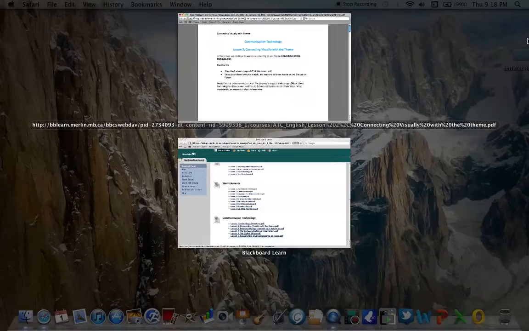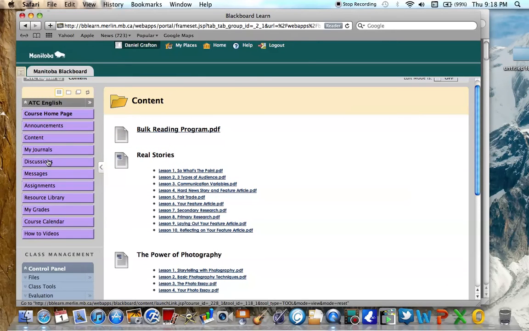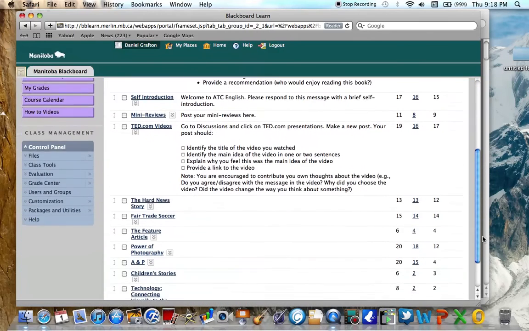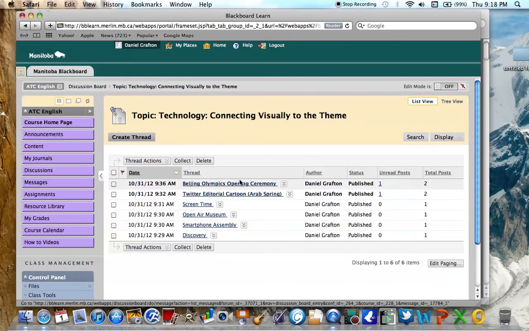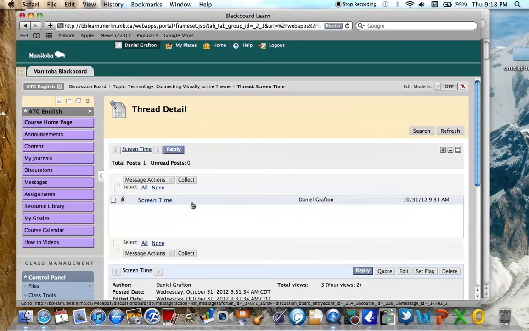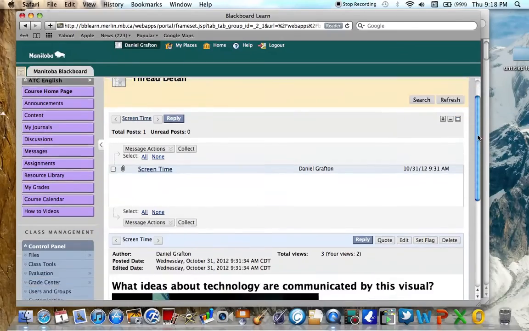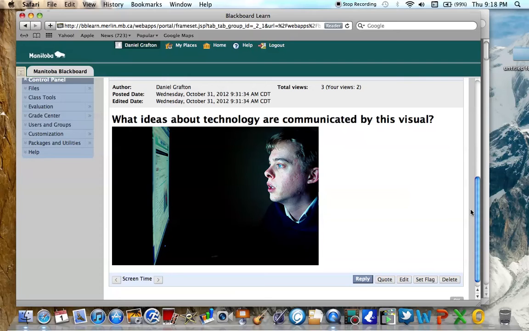So the first part is we're going to be working on the discussion board. So we'll go up to the discussion board here. And we're going to look for technology connecting visually with the theme. So you'll see 6 visuals here, or 6 threads here. When you click on the thread, you'll have the visual here.